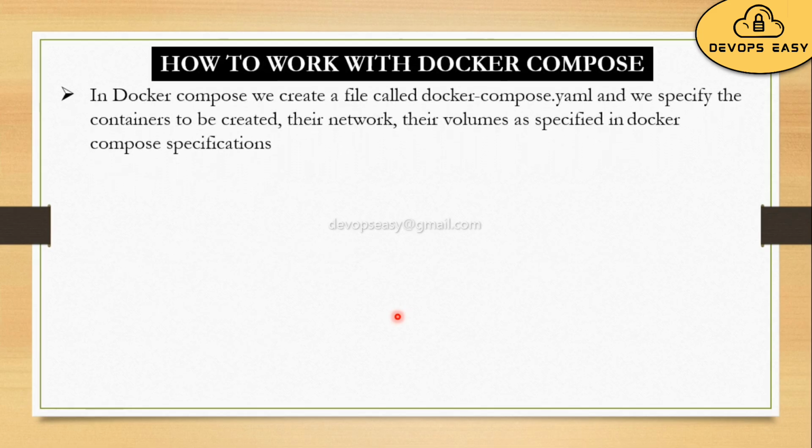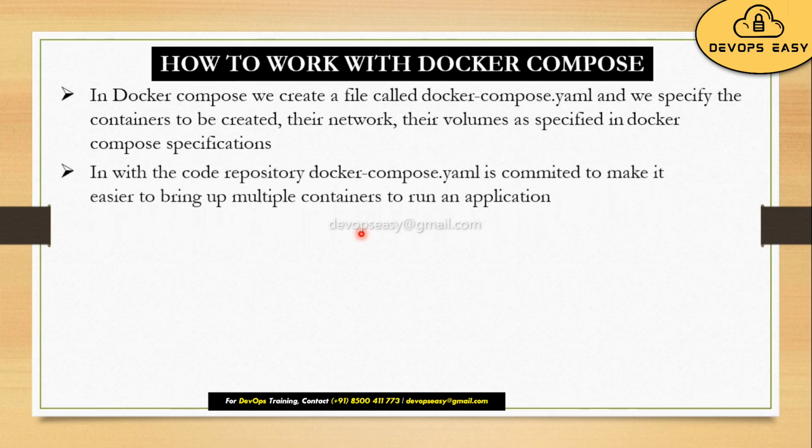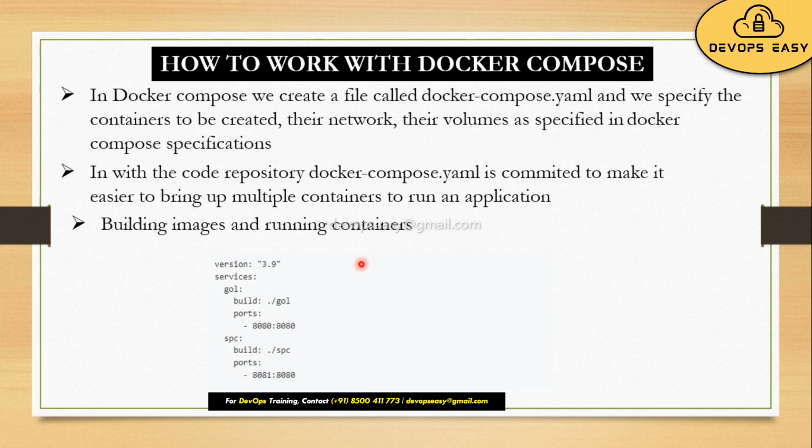So now, how do I work with Docker Compose? In Docker Compose we create a file called docker-compose.yaml, and we specify the containers to be created. Using Docker Compose you can create a network, you can create a volume, you can build an image as well. I am going to show that today. We can store the Docker Compose file in a repository and commit it. So you can build images and run containers using Docker Compose.